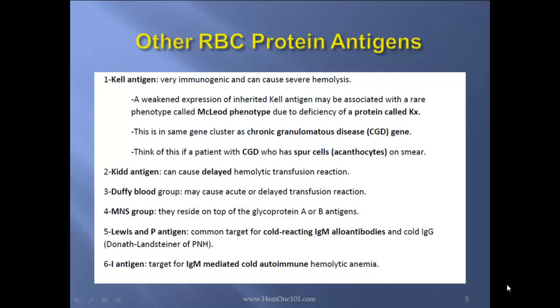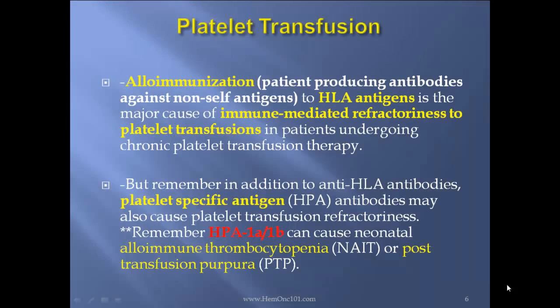Next, Kidd antigen can cause delayed hemolytic transfusion reaction. Next, Duffy blood group may cause acute or delayed transfusion reaction. The MNS group resides on top of glycophorin A and B antigens and is quite immunogenic. Lewis and P antigen are a common target for cold reacting IgM alloantibodies, and the cold IgG, which is the Donath-Landsteiner antibody, is seen in PNH. I antigen is the target for IgM-mediated cold autoimmune hemolytic anemia.